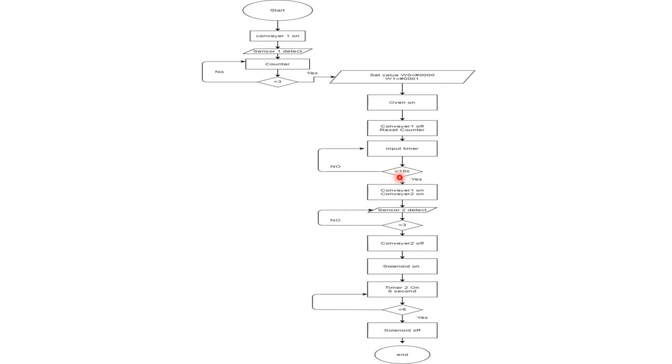After 10 seconds finish, the conveyor 1 will turn on to bring the new cakes, and the conveyor 2 will move to take out the baked cakes. Sensor 2 will detect how many cakes will go out. When the sensor detects the 3 cakes, the conveyor 2 will turn off, and the solenoid will turn on for 6 seconds to push the cakes inside the box. After the 6 seconds finish, the solenoid will turn off and end. And that is the flowchart for our problem statement.